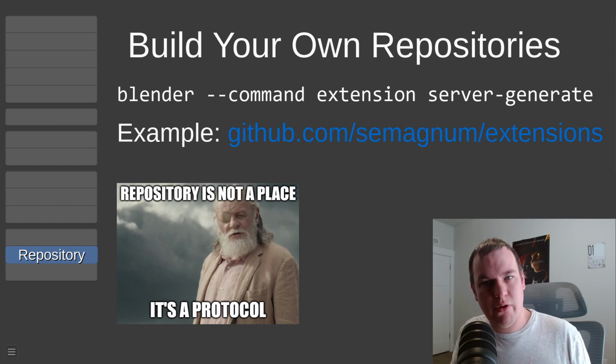If you'd like to host a repository online, simply take a folder of zipped extensions and run Blender's new server generate command. This will generate all the necessary files for you. Then you can host this repository folder on your hard drive or in the cloud for other users to connect to. You can self-host or host anywhere. I use GitHub Pages personally as a static website.